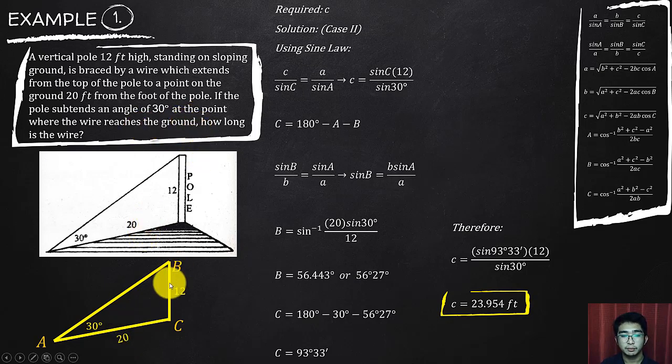How long is the wire? So in our particular triangle, what is the wire? The wire is actually side C, correct? Because it's the one opposite angle C. So how long is this wire?